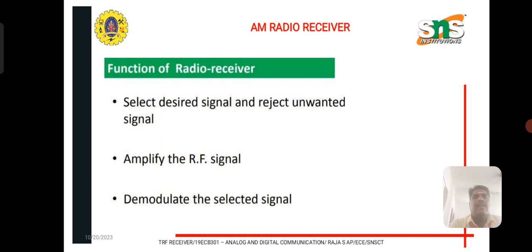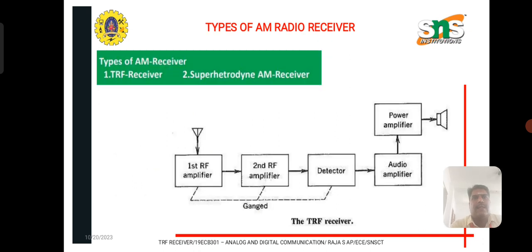Next, what is the function of a radio receiver? It selects the desired signal and rejects unwanted signals. It amplifies the radio frequency signal and demodulates the selected signal. Finally, it is given to the speaker for amplification. So this is the block diagram of a receiver.